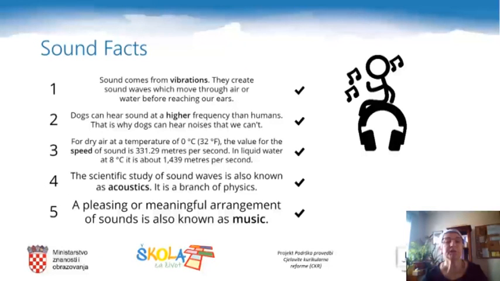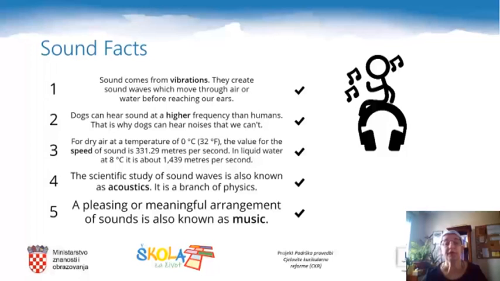Number 2. Dogs can hear sound at a higher frequency than humans. That is why dogs can hear noises we can't. Do you know what a higher frequency is? Fact number 3. For dry air at a temperature of 0 degrees Celsius, which is 32 degrees Fahrenheit, the value for the speed of sound is 331.29 meters per second. In liquid water at 8 degrees Celsius, it is about 1,439 meters per second. Did you know that? And did you write the phrase the speed of sound, brzina zvuka?